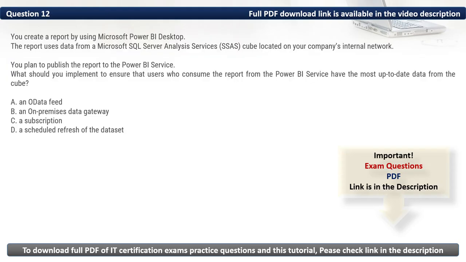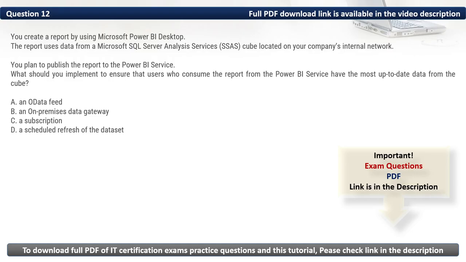Question 12. You create a report by using Microsoft Power BI Desktop. The report uses data from a Microsoft SQL Server Analysis Services cube located on your company's internal network. You plan to publish the report to the Power BI service. What should you implement to ensure that users who consume the report from the Power BI service have the most up-to-date data from the cube?